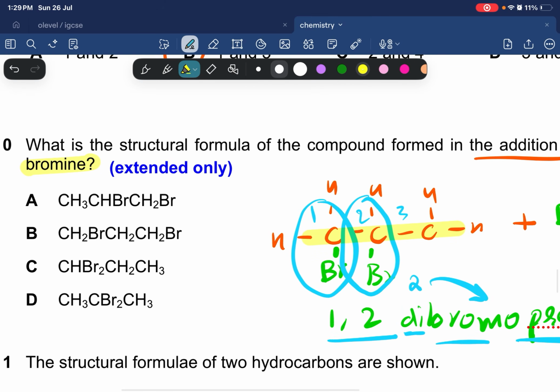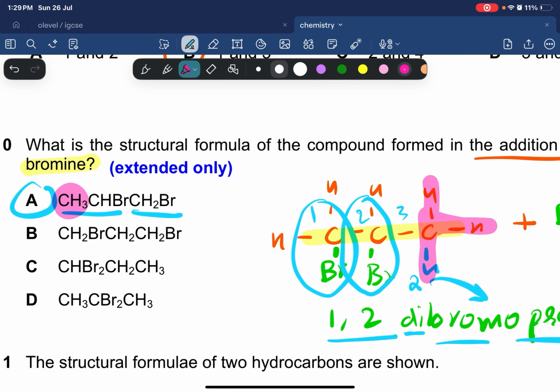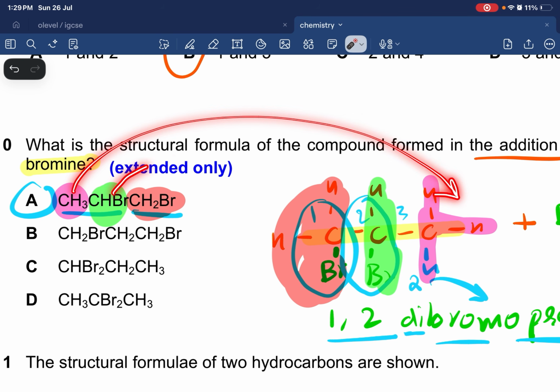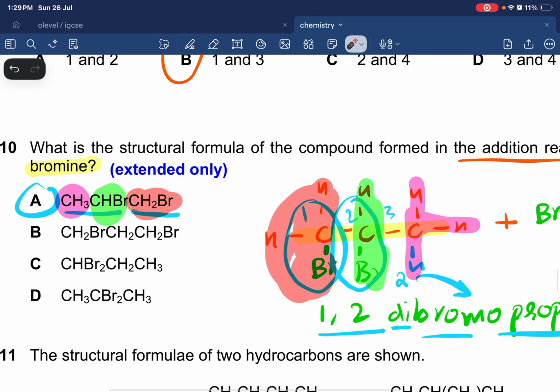So if we try to make the formula, sorry, there was a hydrogen previously here. It's going to be CH3, CHBr, CH2Br. That is correct. CH3 is this part, CHBr is this part, and then CH2Br is this part. Got it? The pink part corresponds to this, the green part corresponds to this, and the red part corresponds to this.